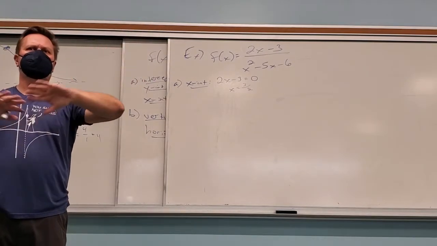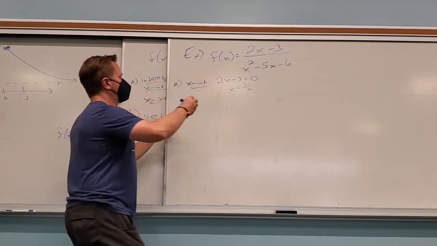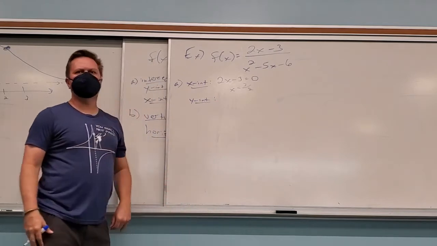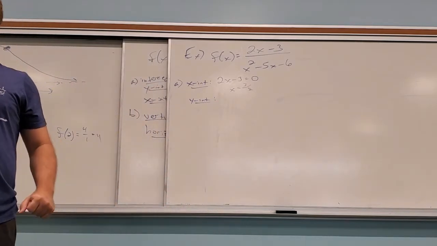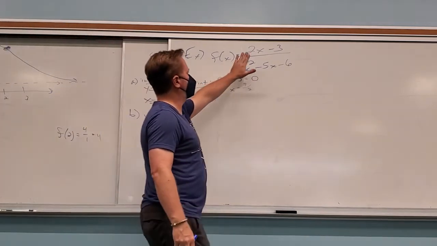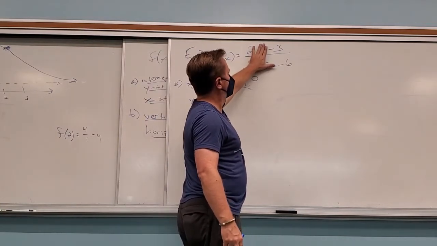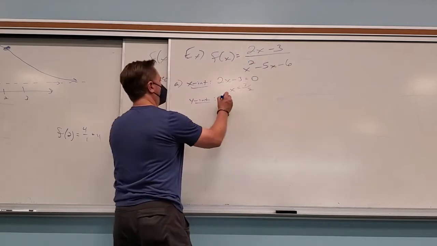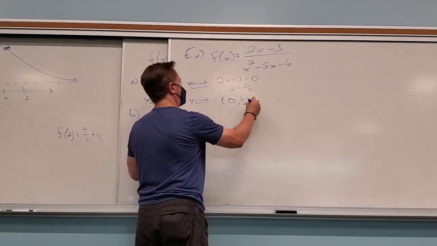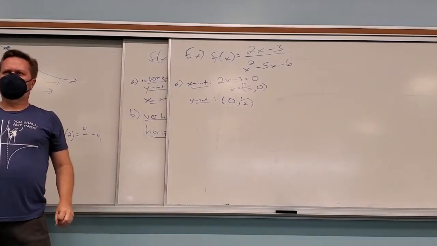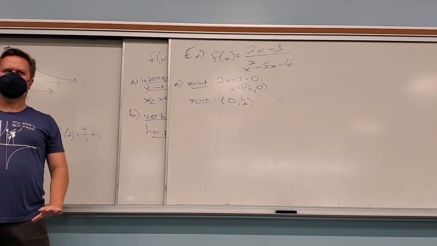What about the y-intercept? The y-intercept is so useful. How do I find the y-intercept? What do I always do to get the y-intercept? Make x equal to 0. So of course, if you make x equal to 0, what do you get? The negatives cancel. 1/2. You get 1/2. Okay. All right, so there's your intercepts.